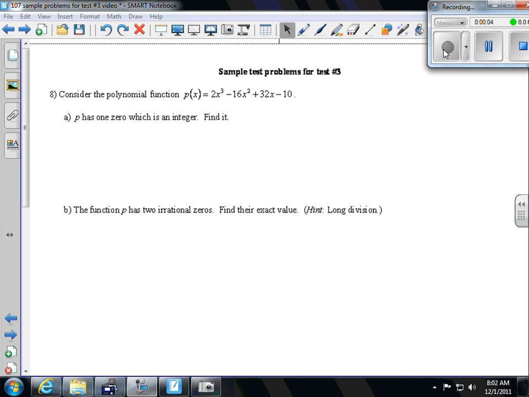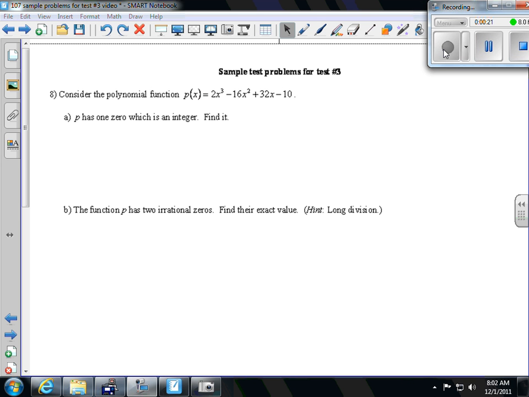This is question number 8 on the sample test problems for test number 3. Consider the polynomial p of x equals 2x cubed minus 16x squared plus 32x minus 10. Part A: p has 1 zero, which is an integer. Find it. So for part A, you have some options.